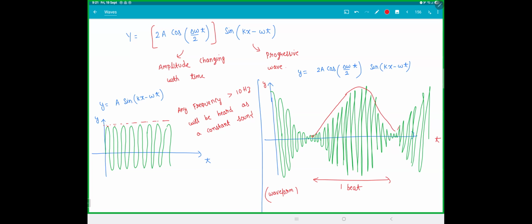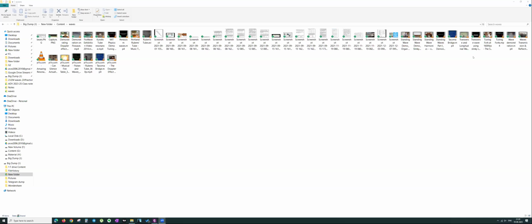On your phone, you can actually download an app called Tone Generator. I could not install it on my tab for some reason. So for now, we have to adjust with this. Let me show you how beats will sound.